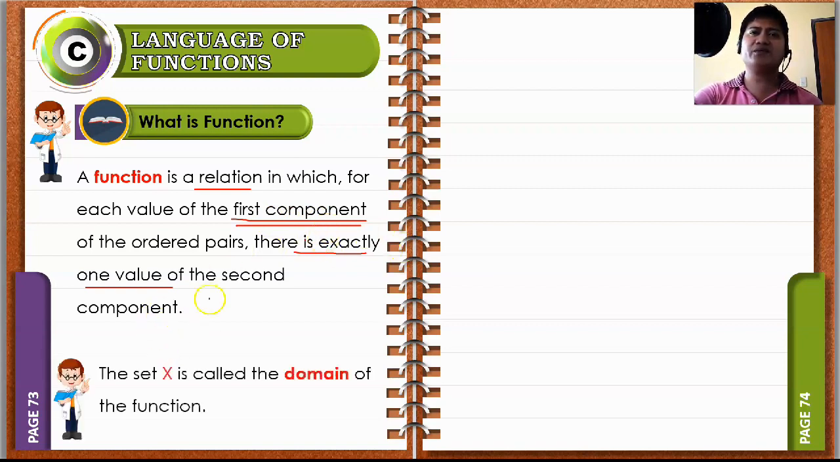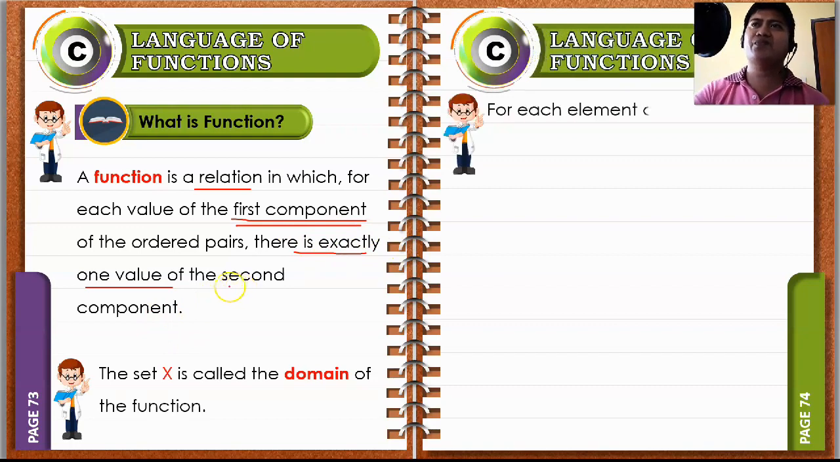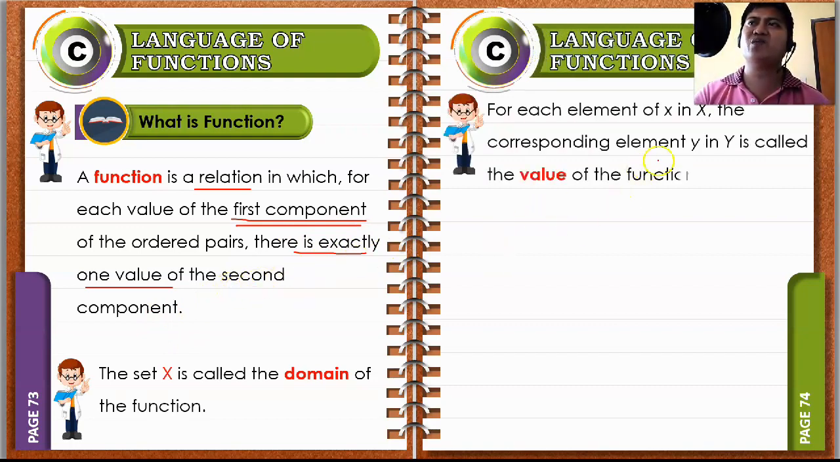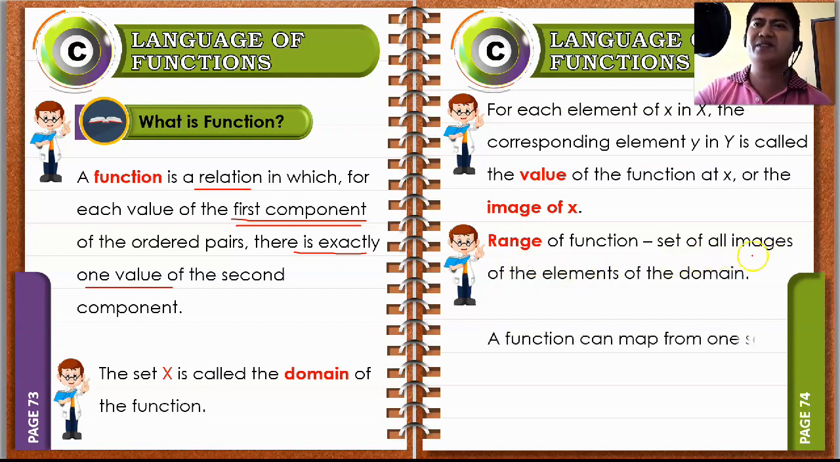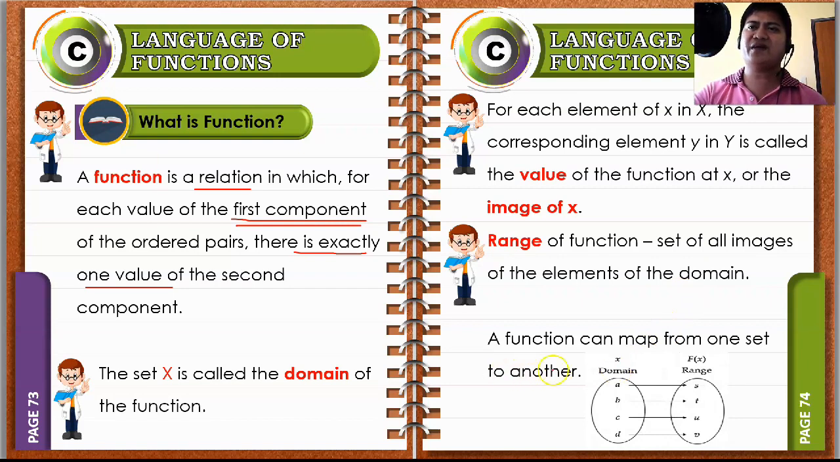The set X is called the domain of the function. For each element x in X, the corresponding element y in Y is called the value of the function at x, or the image of x. The range of the function is the set of all the images of the elements of the domain. So a function can map from one set to another. These are the domain X: A, B, C, D, and these are the range, or what we call the images of X. The image of A is S, the image of B is T, the image of C is U, the image of D is B. So S, T, U, B are the range, while the domain is the set A, B, C, D.